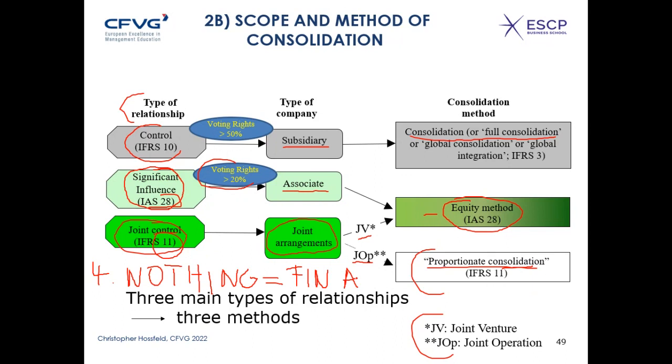So I buy new companies, or maybe I sell shares, then I need to change. I need to check if the status of the investee company changes, for example. Or I make new investments, then I need to check, okay, what type is the new investment? But I do not need to do this every year for all of my investments. Okay, that's the scope of consolidation. Any question to that so far?